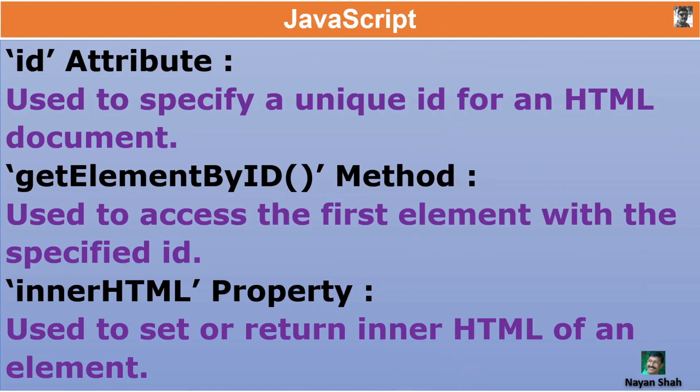Then these 3 attributes we had seen for JavaScript. The ID attribute, which is same as name attribute, gives unique identity to the HTML document. The getElementById method is used to access the first element with the specified ID. Whichever ID we specify in the bracket, it will refer to the very first element having that same ID. And innerHTML is used to set or return the inner HTML of an element which is displayed on the web page. So these are the 3 things which are required in the programming of the web page which we are designing.